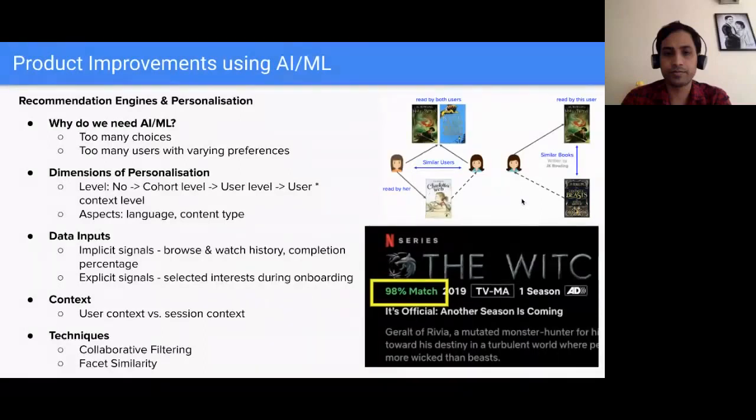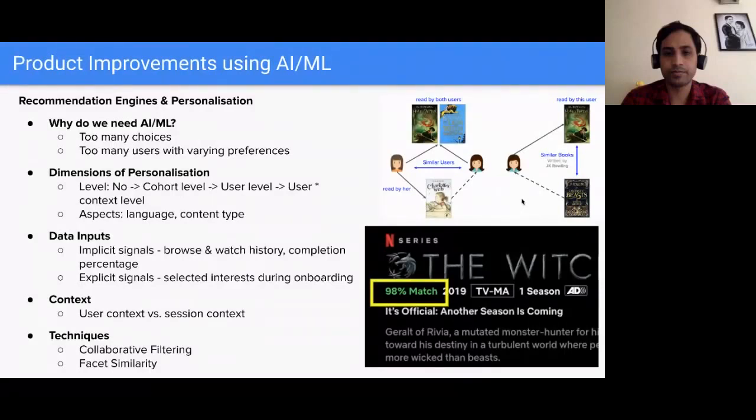The reason you go to a cohort level is that there are certain common preferences, certain commonalities in these user segments. So you build for that cohort, and you have data sufficiency as well, because you can aggregate data over that audience. And it's easier to build. But over time, when you try to optimize further, you go to user level personalization, where you optimize for each user.